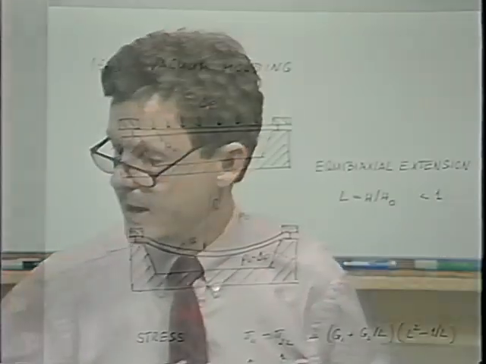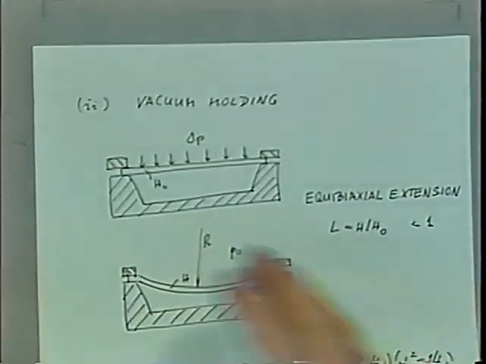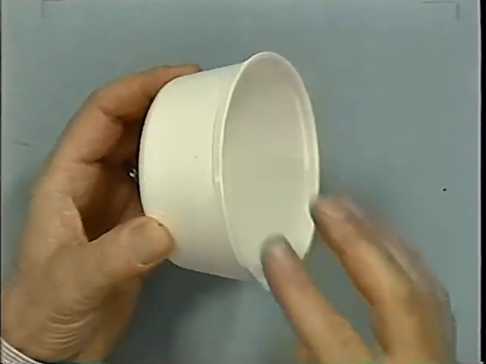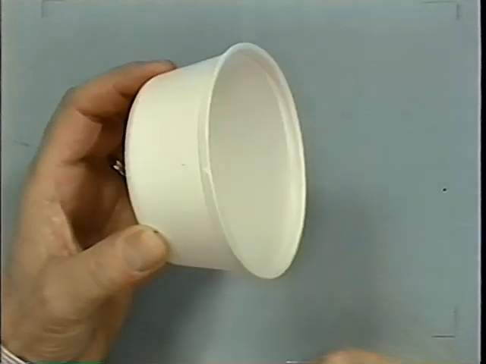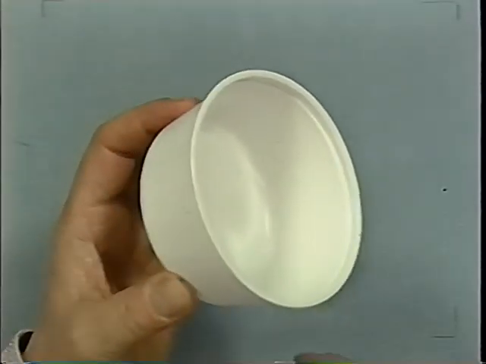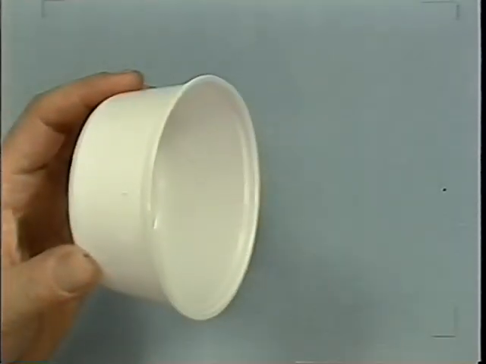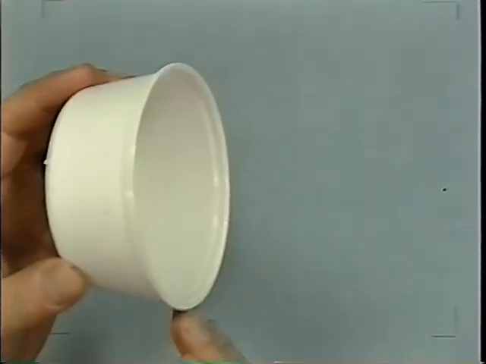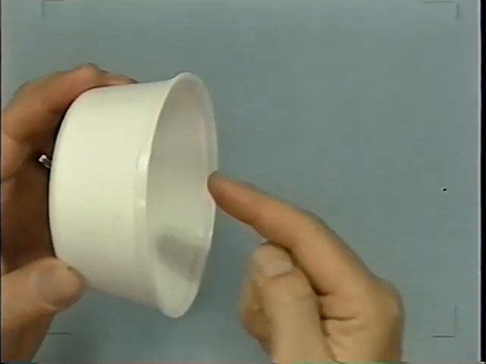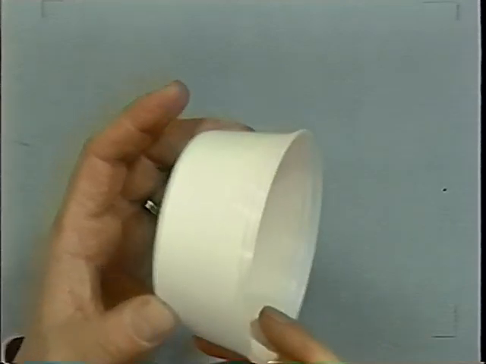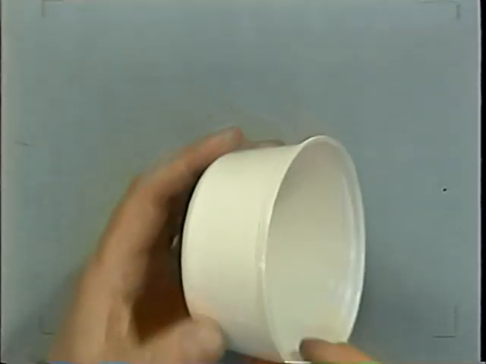In vacuum molding, you could use equations like that. If you, for instance, make a cup like this here, you would have a sheet which you clamp in a device, and then you punch it from one side, or you simply apply a pressure difference, a higher pressure on this side than on the other side, and then you blow it like kids blow a piece of chewing gum.